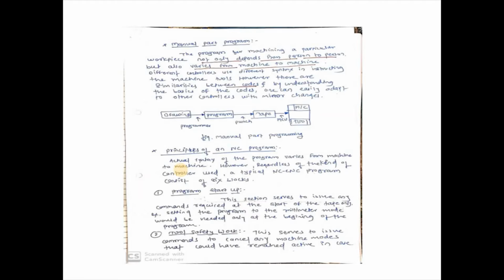For that purpose, the first block is program startup. Before starting any program, we have to define the unit for that program, and whatever the procedure requires before starting the program, we have to give some input. That is the first block, the program startup. Next is the tool safety block. In that we are going to consider safety regarding the tool.